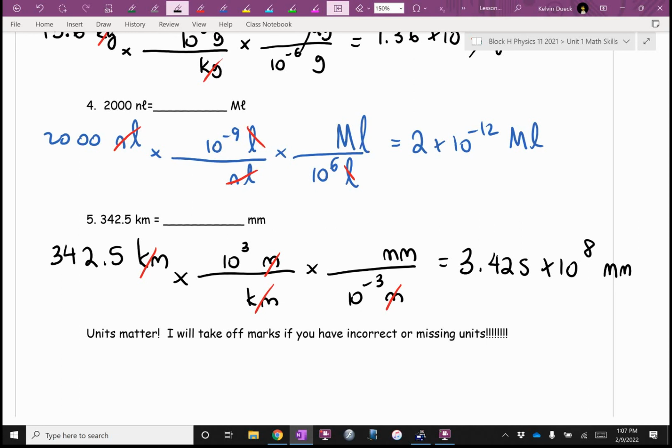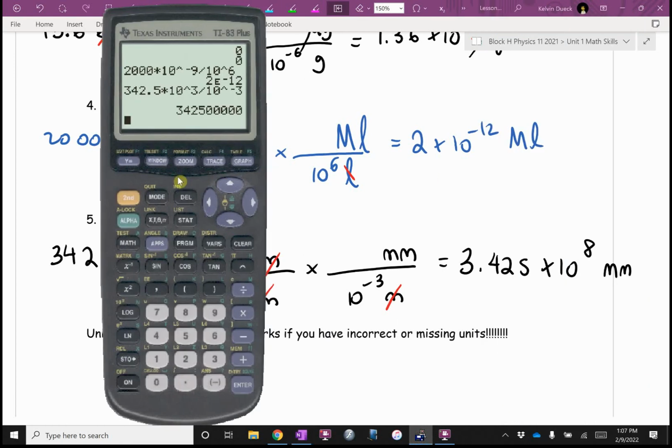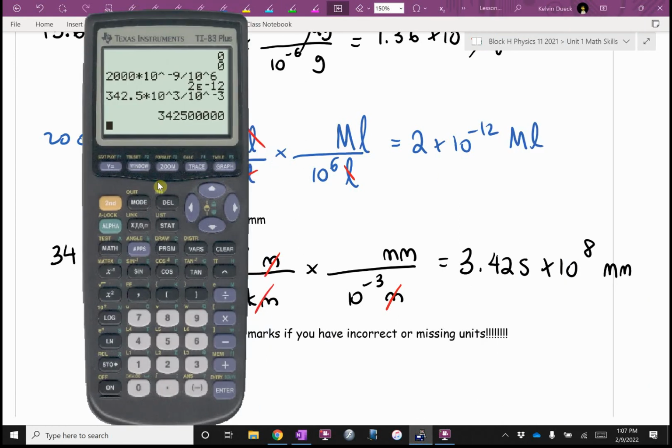I got 3.425 times 10 to the 8th. Actually, I got on my calculator 3425 and then 5 zeros. And I thought it's less work to write that in scientific notation, so I wrote it in scientific notation. How many of you got that okay? Good, we're getting there.